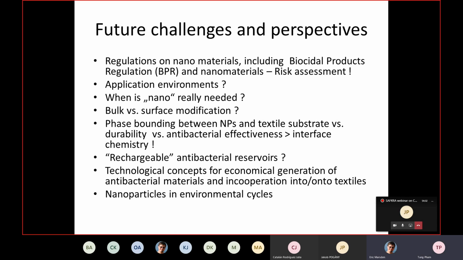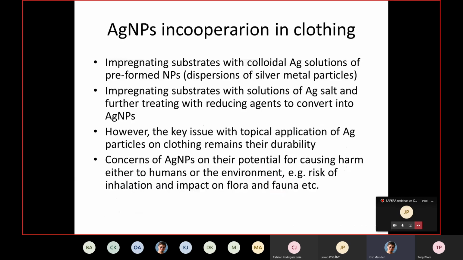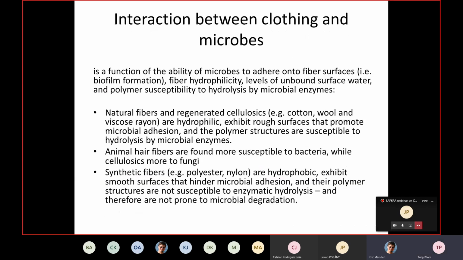Can you come back? You skipped over a slide, your slide 12 on interaction between clothing and microbes. I wasn't familiar with this, and I think it might be of interest to some participants. Can you perhaps comment on that briefly, please? Yeah. This is something I just tried to put in.